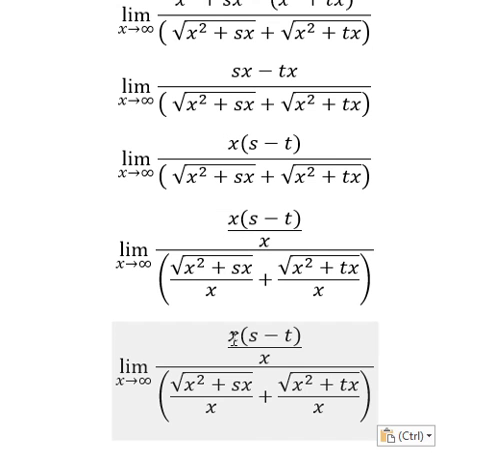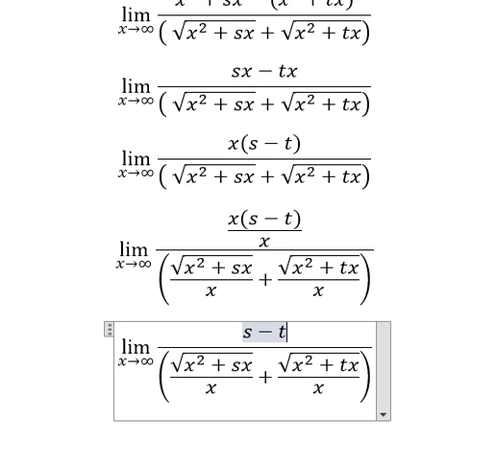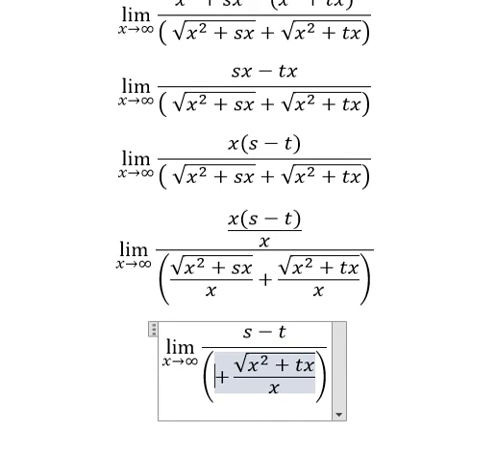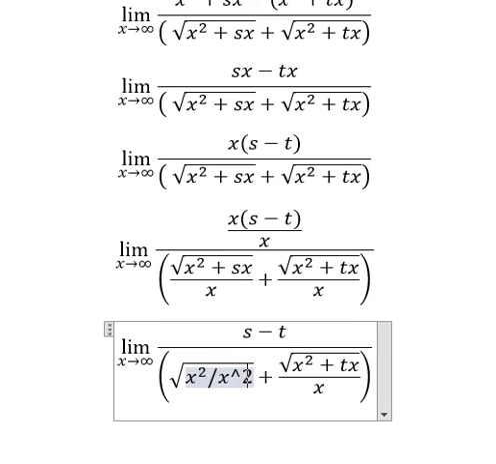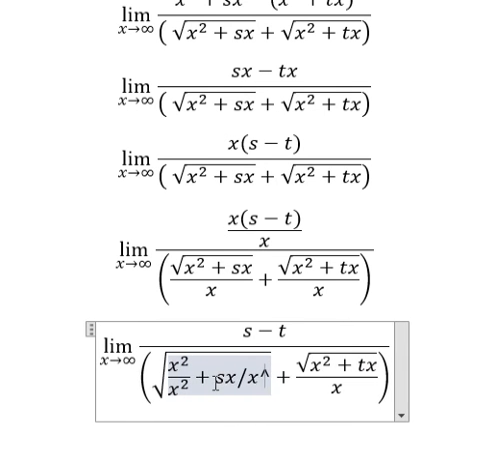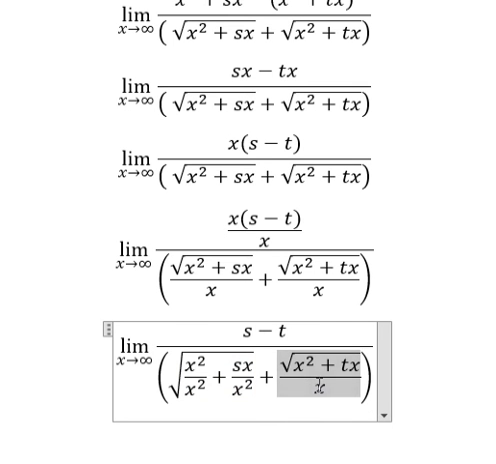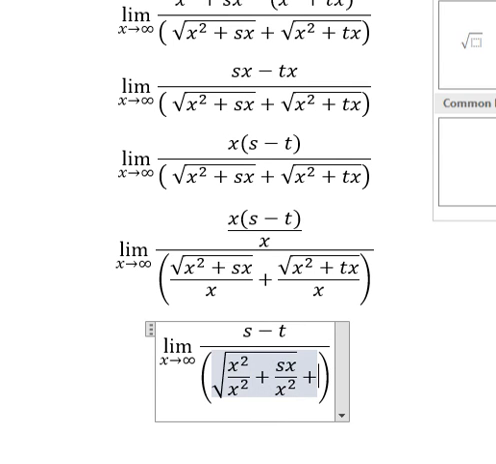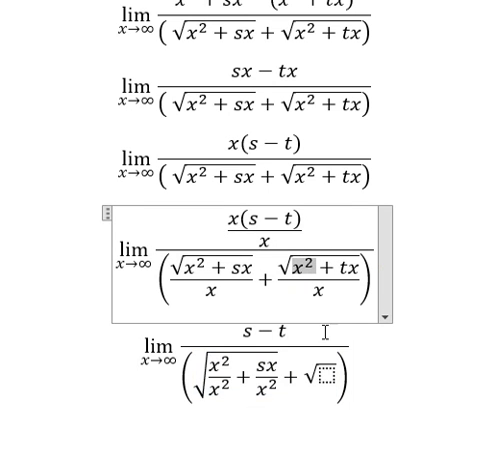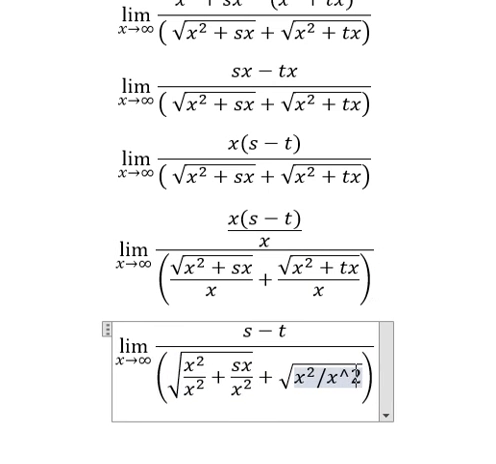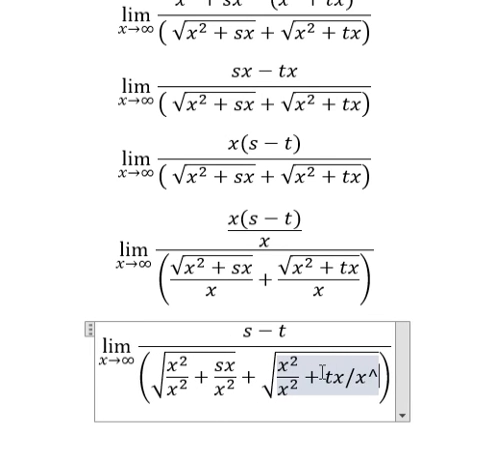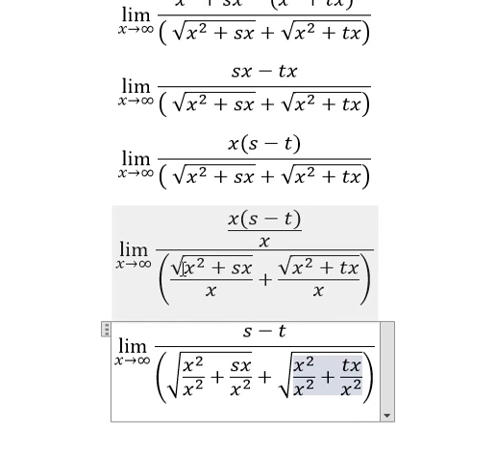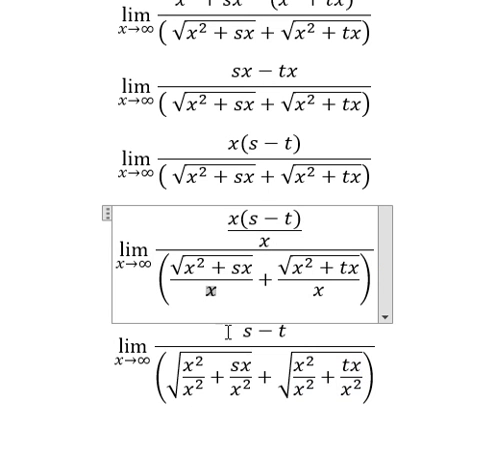So we simplify s. This one goes inside the square root. Similar for the second one, because the square root of s squared, you get s.